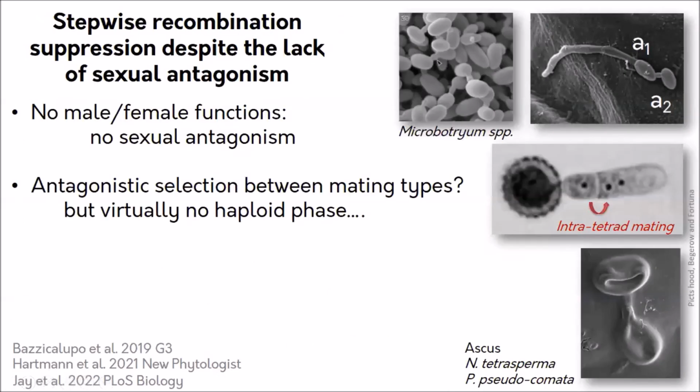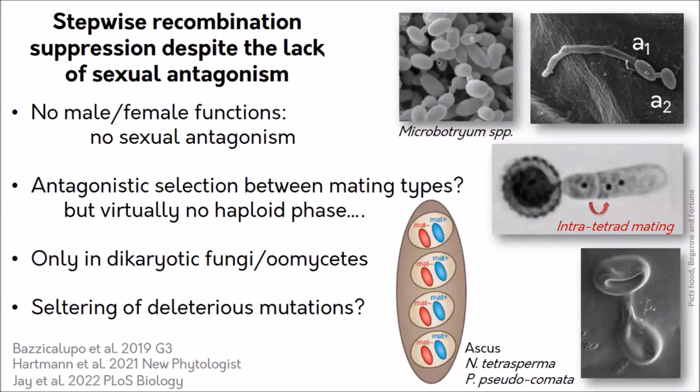So to sum up, there is stepwise extension of recombination suppression in several fungi, despite the lack of sexual antagonism. These mating types are not associated with male or female function. You have really no different phenotypes between the mating types, and actually they mate within the tetrad, so without any haploid phase where they could express different traits between cells of opposite mating types. So the question is why is there stepwise extension of recombination suppression?